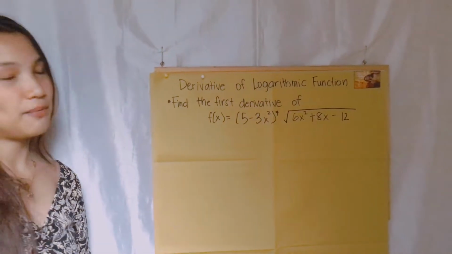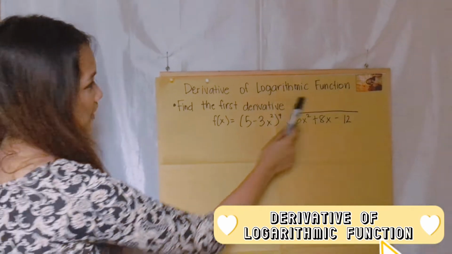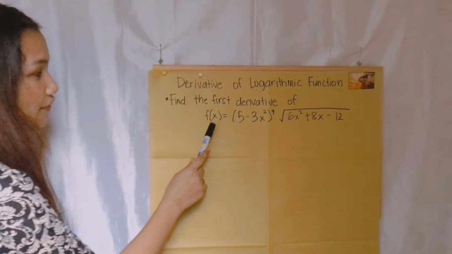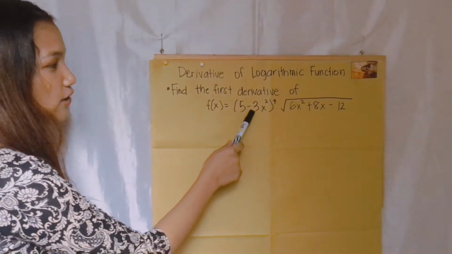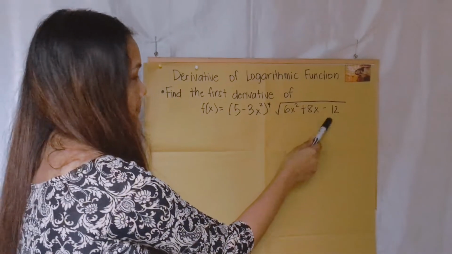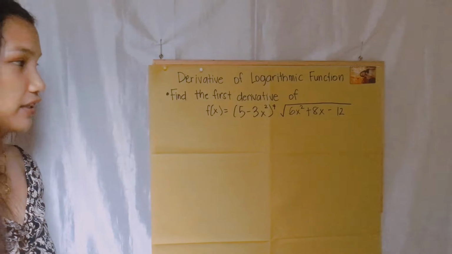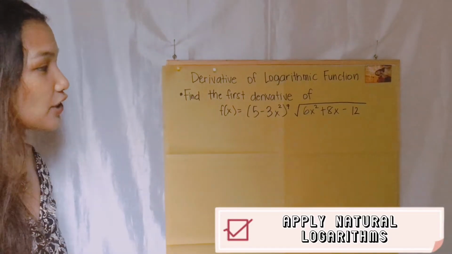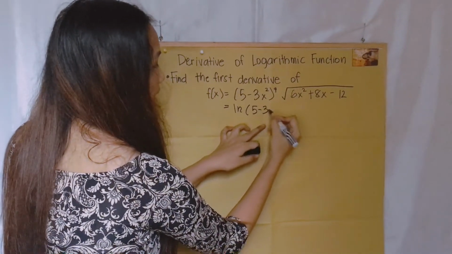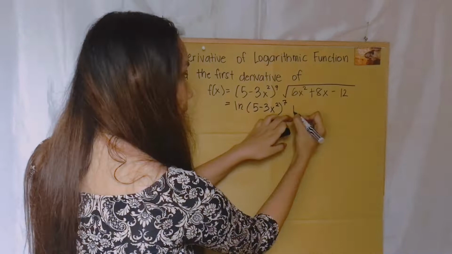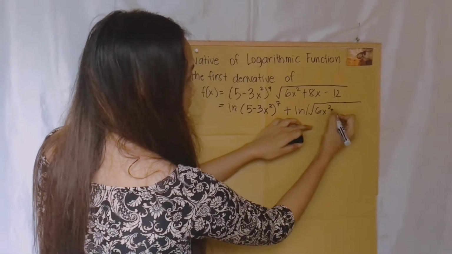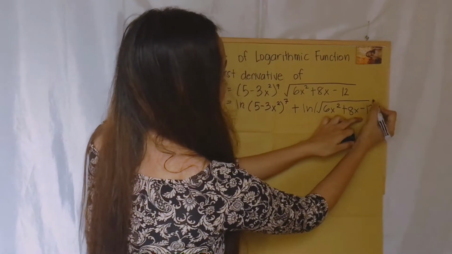Now we are on our second problem, the derivative of logarithmic functions. So we have here our problem. Find the first derivative of the function f of x equal to (5 minus 3x squared) raised to the power of 7 times the square root of 6x squared plus 8x minus 12. So before you find the derivative, you must apply natural logarithms to the equation. So now we have ln of (5 minus 3x squared) raised to the power of 7 plus ln of the square root of 6x squared plus 8x minus 12.